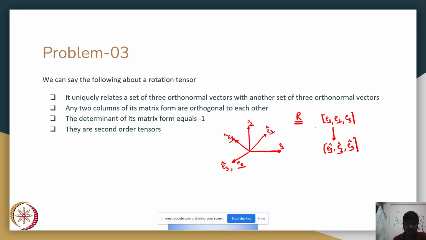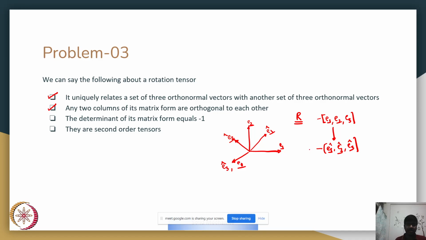It's a second order tensor. As someone pointed out, all its columns are essentially orthogonal to each other. And by the definition, as I mentioned, it uniquely relates a set of three orthonormal vectors to another set of three orthonormal vectors.